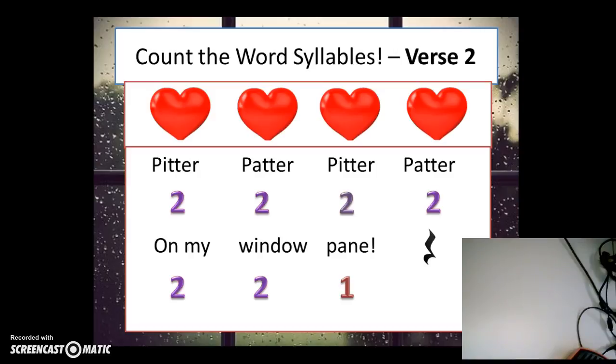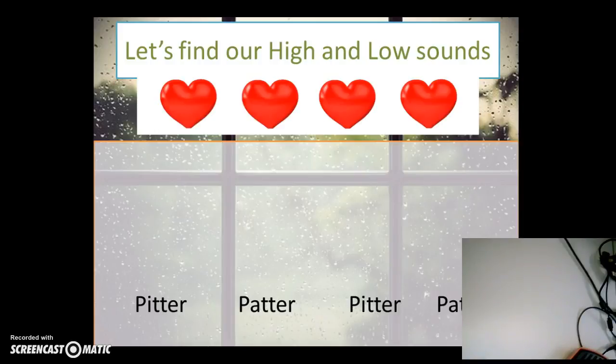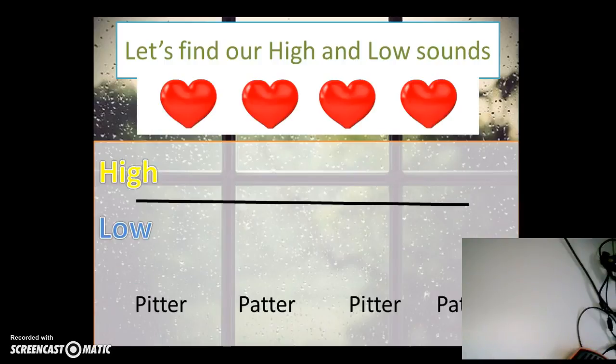Good job. So you were clapping the word syllables for verses 1 and 2. That's going to help us move forward and look at verse 1 only to find our high and low sounds so that we know how many sounds there are per beat. So we have our line. If we hear high sounds, they're going to be above the line. Low sounds are going to be below the line.